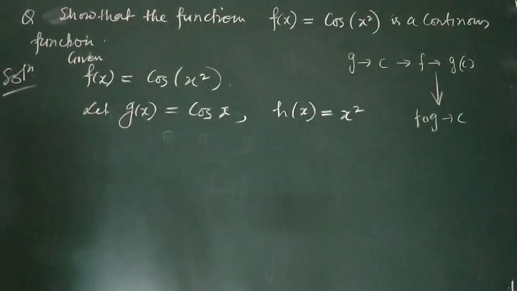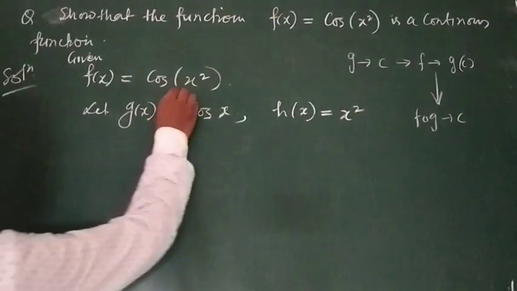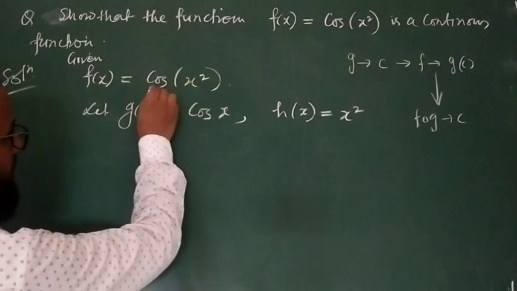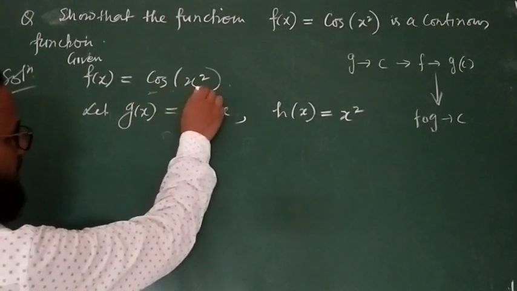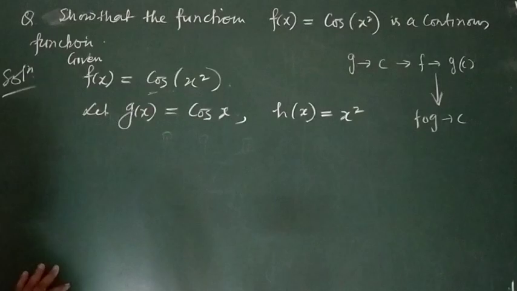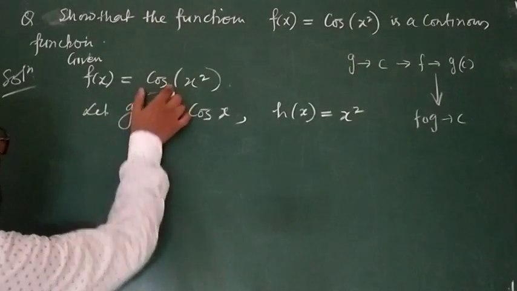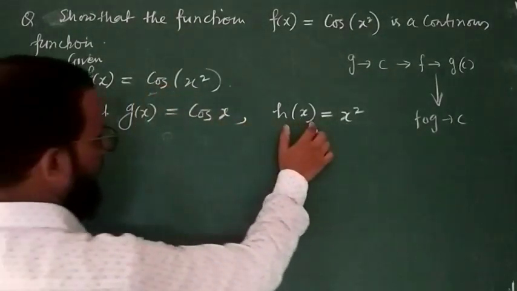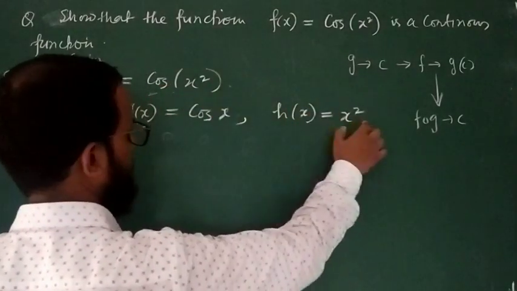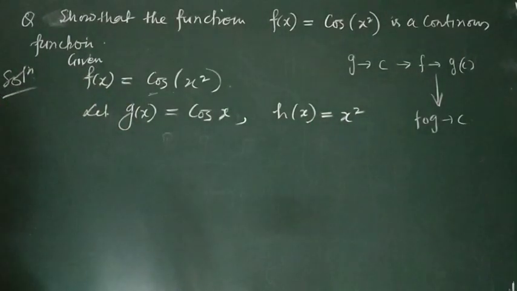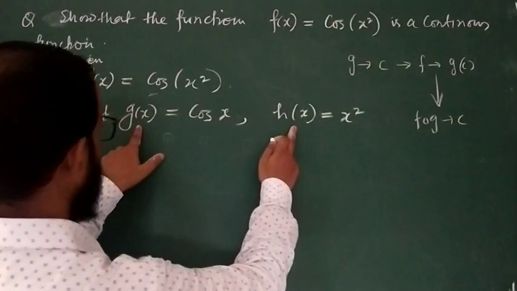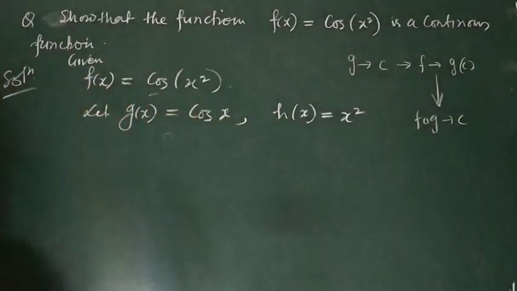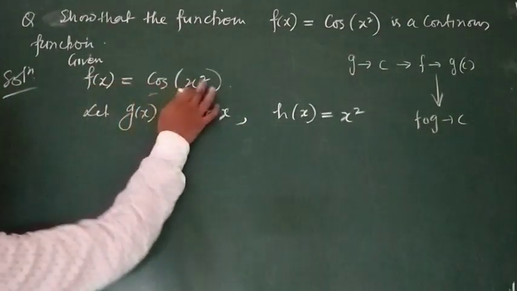Okay, our original function is f(x) equal to cos of x square. In this function, the main function is the cos function, and inside it is another function, x square. So we are taking g(x) as the main function, cos x, and inside it another function, x square, which we take as h(x). Now we are going to make the composite of these two and relate that this composite function is equal to f, because f is a mixing of two functions.